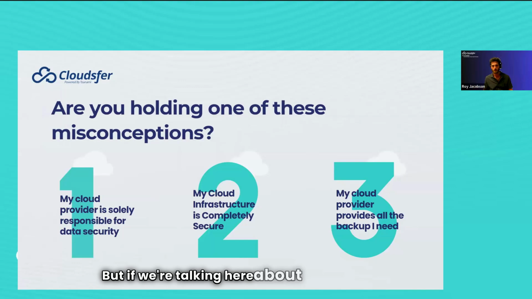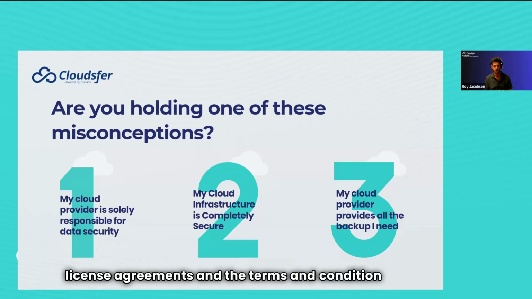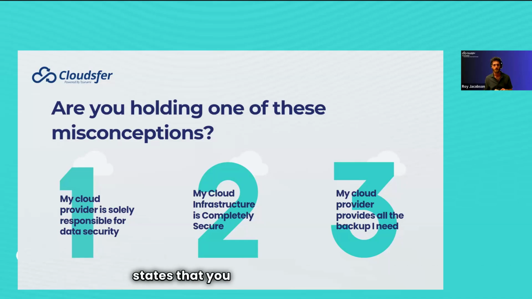But if we're talking here about the misconceptions, the first misconception is that the cloud provider is solely responsible for data security, and that is not true. When a company or a contact signs an agreement with the cloud provider, there is always a clause in the end user license agreements and the terms and conditions that states that you are the owner of the data. And if something happens, such as an outage or something of the sort, then you're basically responsible for the data, and they are not responsible for everything to come back after an outage or any kind of unforeseen scenario.